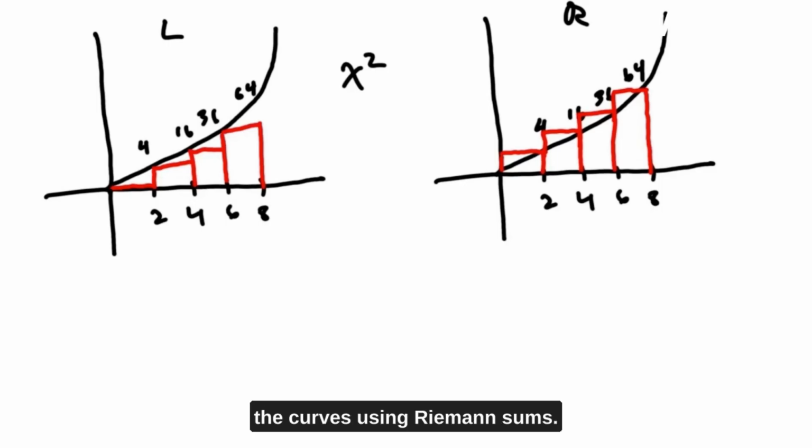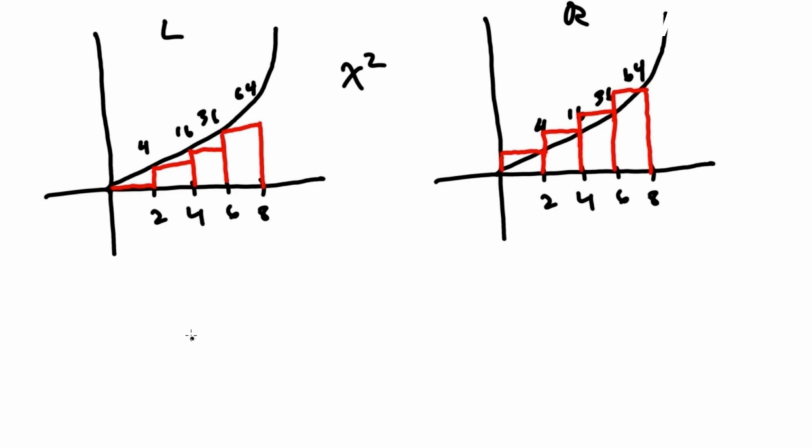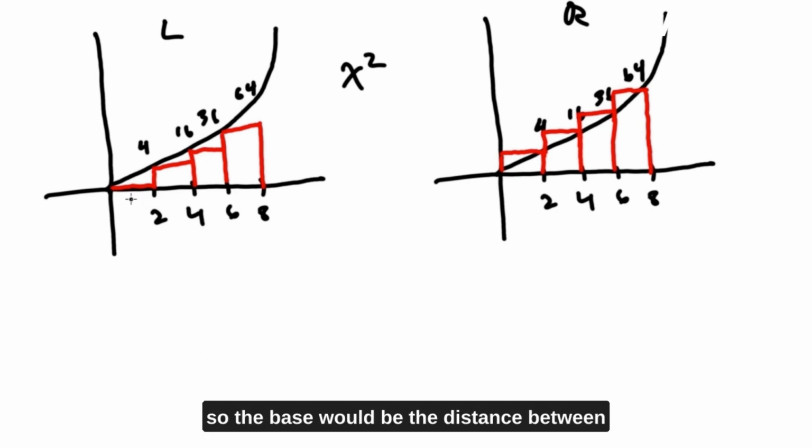We can estimate areas under curves using Riemann sums. Here are two graphs of x squared with the points 2, 4, 6, and 8 plotted. So let's first take a look at the graph on the left. We can estimate the area under the curve by getting the area of each of these rectangles, and to do that we need base times height. The base would be the distance between each of the points, modeled by delta x. In this case, delta x will be equal to 2.